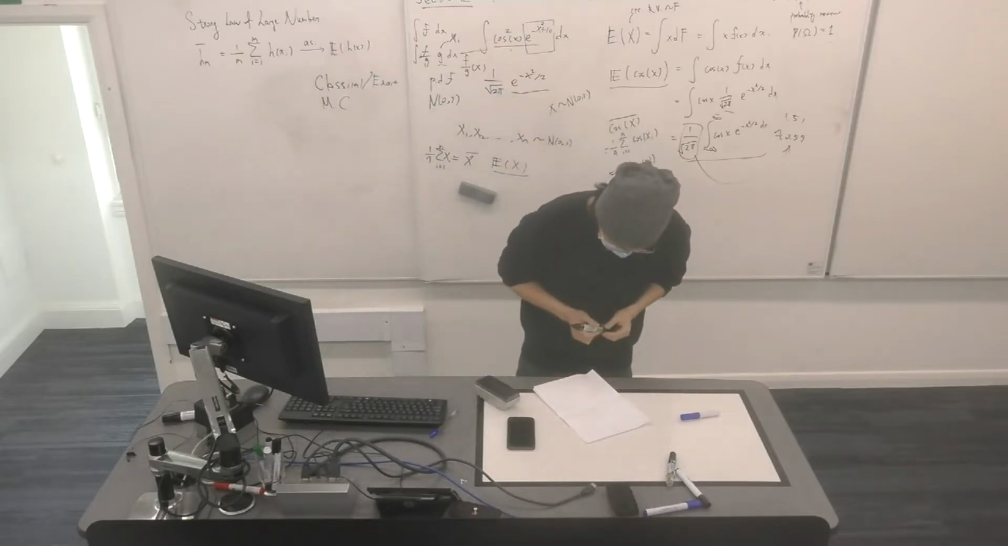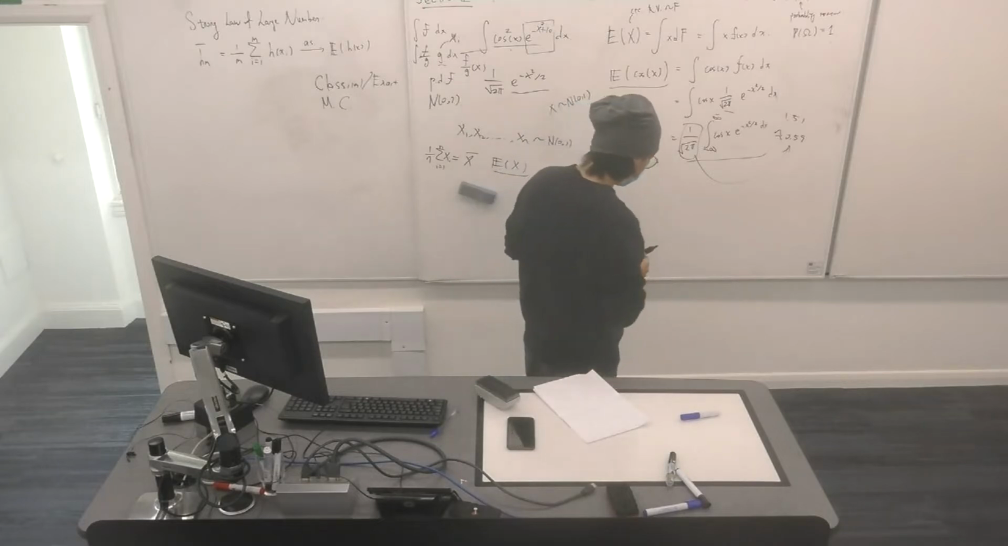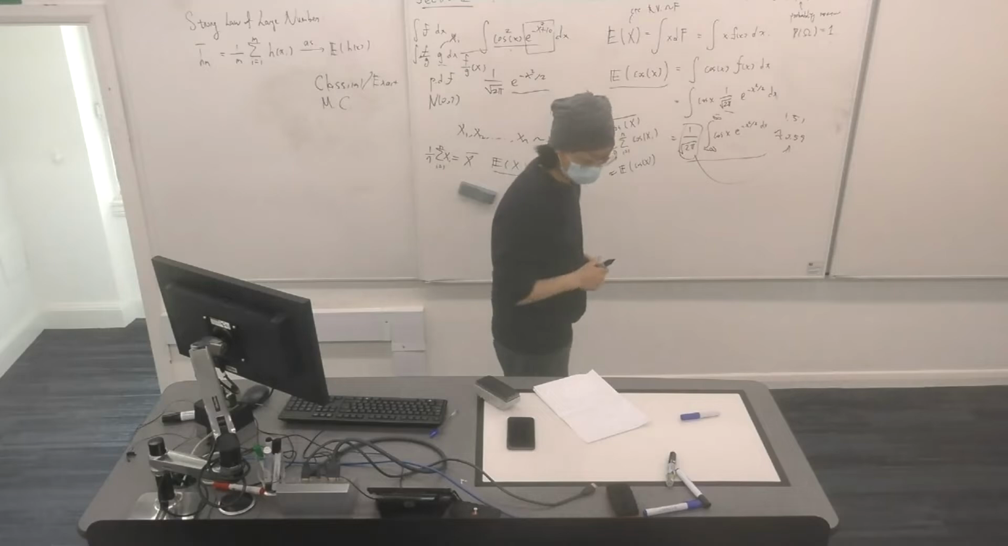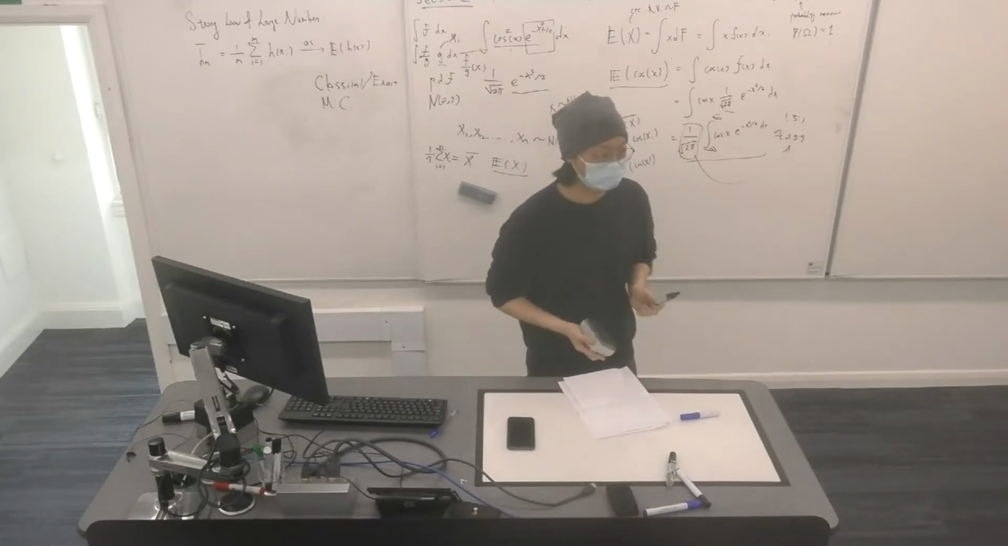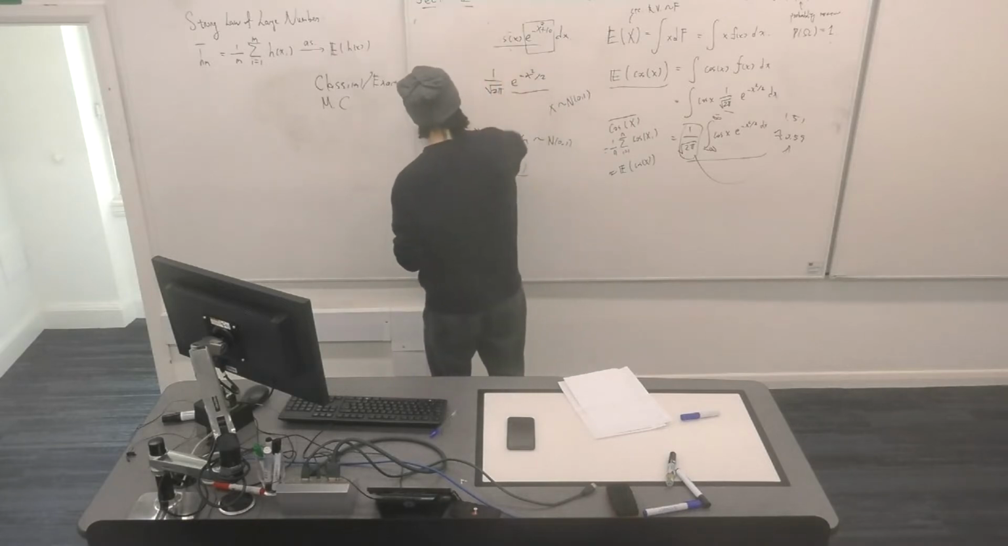How do we get samples from any possible distribution? Well, that will be our second section: Markov chain Monte Carlo. And let me erase some stuff there.